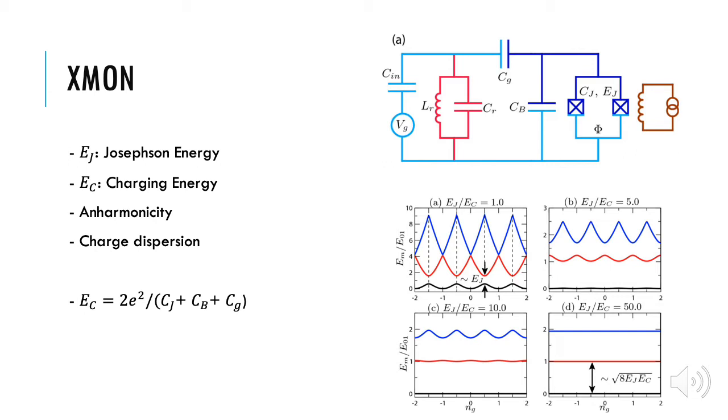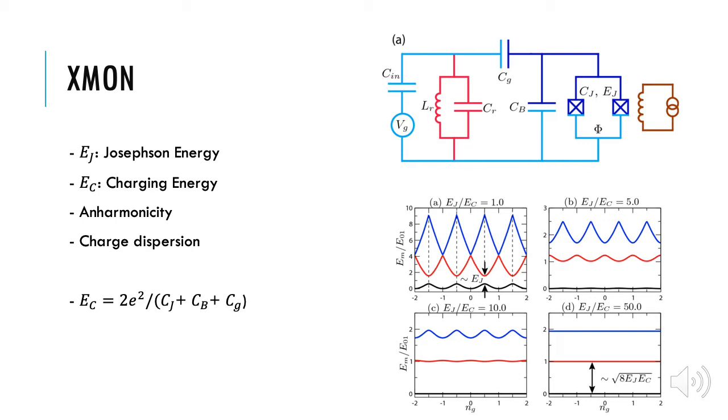The magnitudes of charge dispersion and anharmonicity are both determined by the ratio of the Josephson energy to the charging energy, EJ over EC. The charge dispersion declines exponentially in EJ over EC, while the anharmonicity only drops algebraically in EJ over EC. As a result, we can greatly limit charge noise sensitivity in the qubit, while only sacrificing a small amount of anharmonicity by operating the Xmon at a much larger EJ over EC ratio.